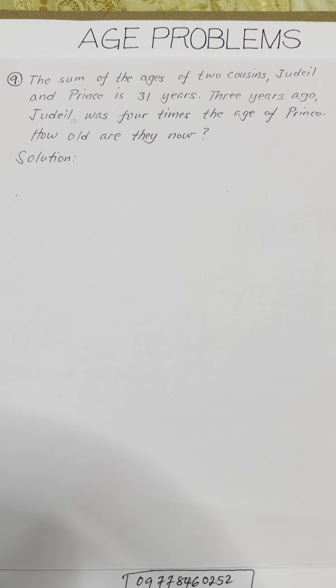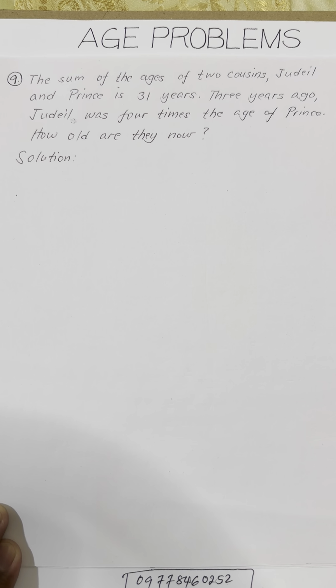So let's now solve this other problem. Problem number 9 of our age problems topic in algebra. So this is the problem. The sum of the ages of two cousins, Judel and Prince, is 31 years. 3 years ago, Judel was 4 times the age of Prince. How old are they now?